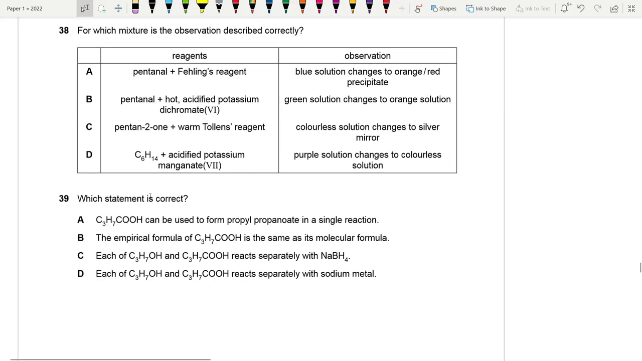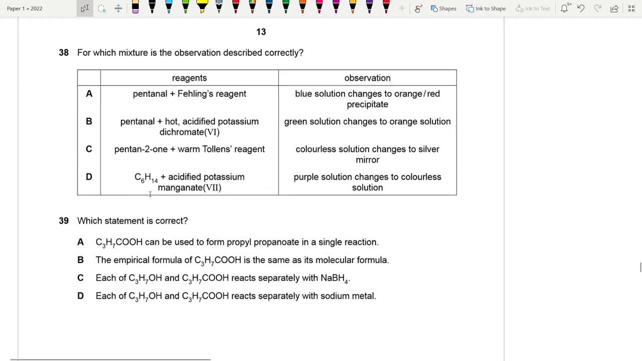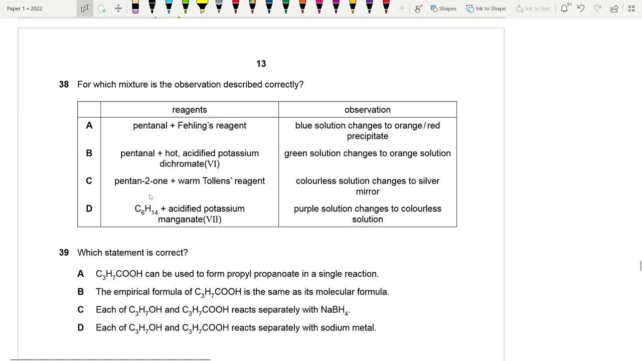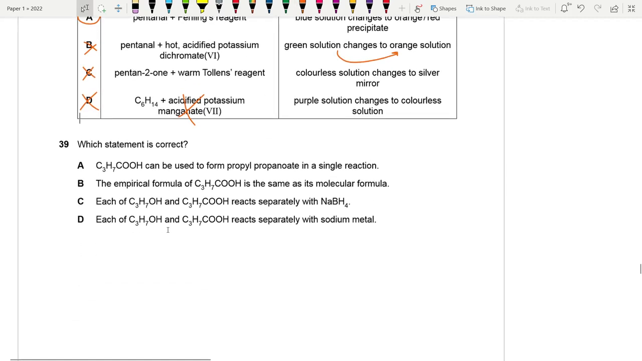Last 3. 38, which is described correctly. Pentanal, an aldehyde, plus Fehling's reagent actually gives us a brick red precipitate. So yeah, 38A is correct. Pentanal plus hot acidified potassium dichromate goes from orange to green. That is correct. Pentan-2-one plus warm Tollens' reagent: no, nothing is seen. It gives a negative result. And C6H14, an alkane, doesn't react with acidified potassium permanganate. It's wrong.